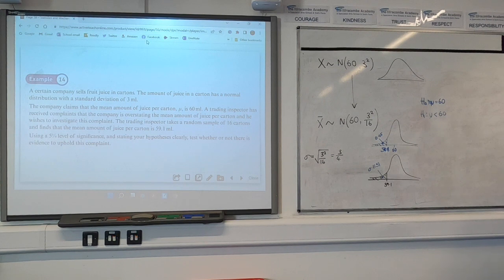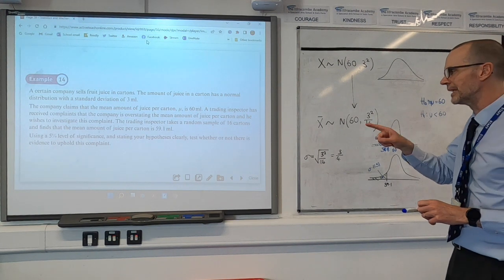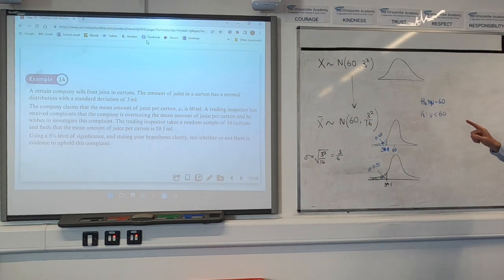The key thing is, because we are looking at a sample mean, we have to think about what the distribution of lots of means of lots of samples would be. It wouldn't look like this, it would look like this.